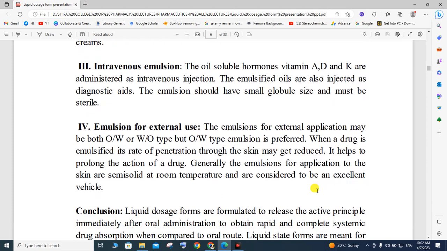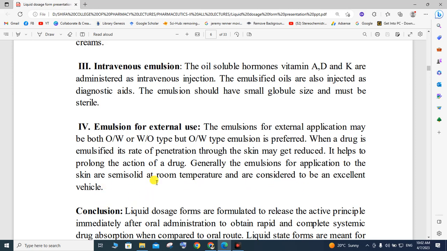Now come toward emulsion for external use. The emulsion for external application may be both the oil and water type or the water and oil type of emulsion, but the oil and water type of emulsion is preferred. When a drug is emulsified, its rate of penetration through the skin may get reduced, and it helps to prolong the action of the drug. Generally the emulsion for application to the skin is semi-solid at room temperature and is considered to be an excellent vehicle.